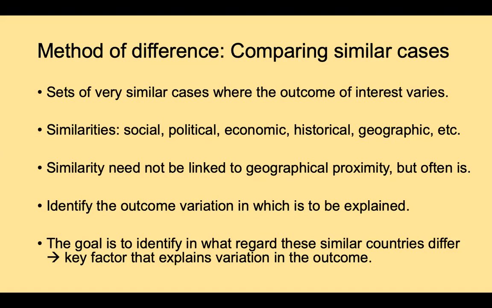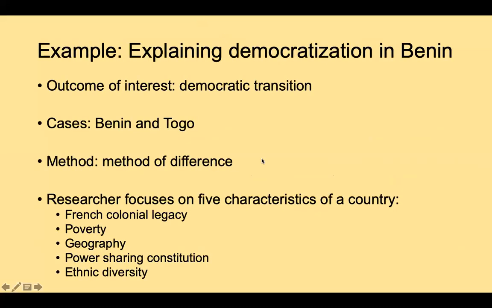Now, once we identify these similarities and this outcome of interest that varies, we are trying to identify in what regard these similar countries differ. And then we use that as the key factor that explains the variation in the outcome. We're honing in on the factor that differentiates these similar cases. That's why we call it the method of difference. And that key factor that differentiates the cases is what explains variation in the outcome. And this process then can be used to differentiate those similar cases and explain the variation that we observe.